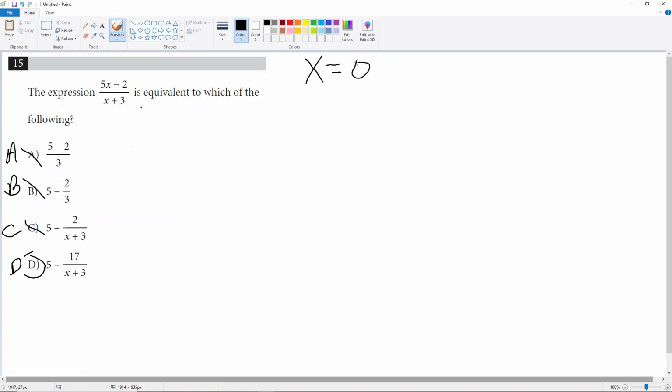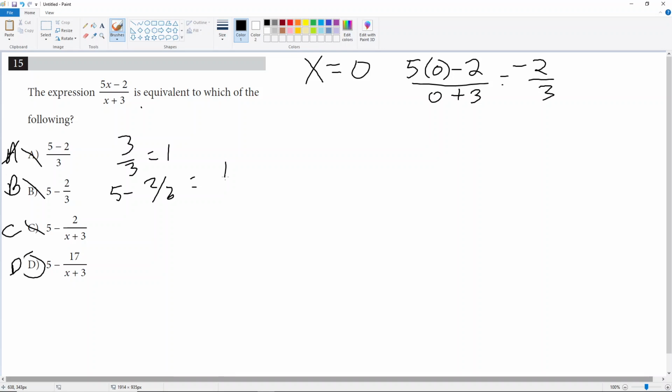0 plus 3 isn't 0, it's 3. So the denominator would not be 0. So this would be 5 times 0 minus 2 divided by 0 plus 3. 5 times 0 is 0. So that on top is -2 and on the bottom is 3. So -2/3. All right, let's try this. 5 minus 2 is 3 over 3. That's 1. Nope. A is now eliminated. 5 minus 2/3 equals 15/3 minus 2/3. That's 13/3. Nope. B is eliminated.